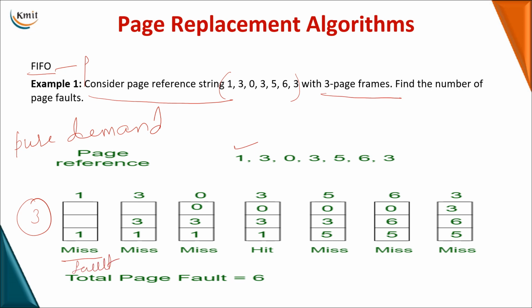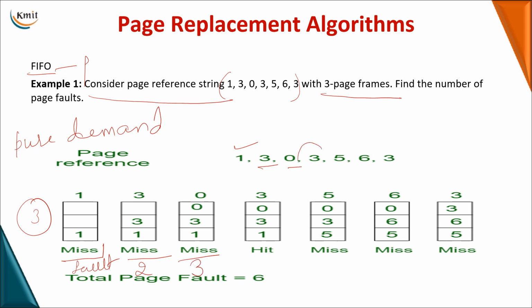Similarly, the next page 3 is not there already, so you dump it into the frame. This is also a page fault, so this is your second page fault. Previously it was 1 and now 0. Was 0 available earlier? No. So you store it too. Here you are storing in the form of a queue, so 0 is brought in and the page fault count would be 3.